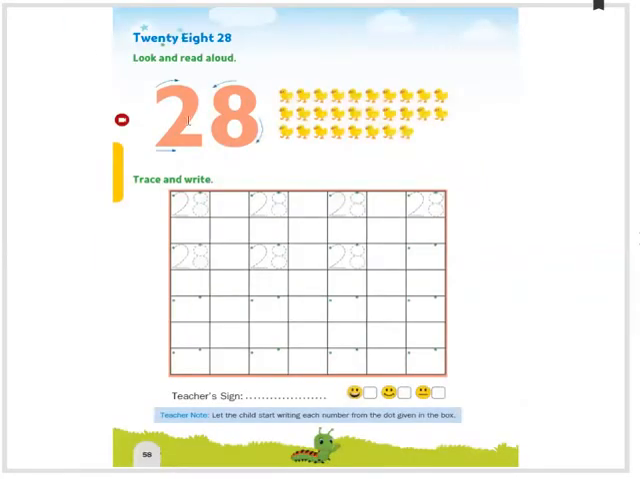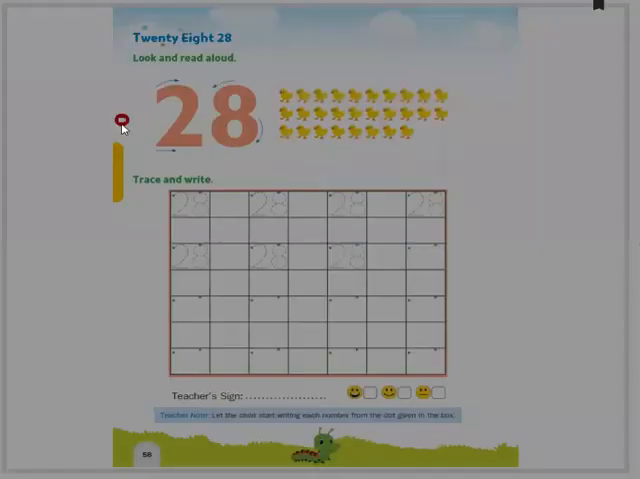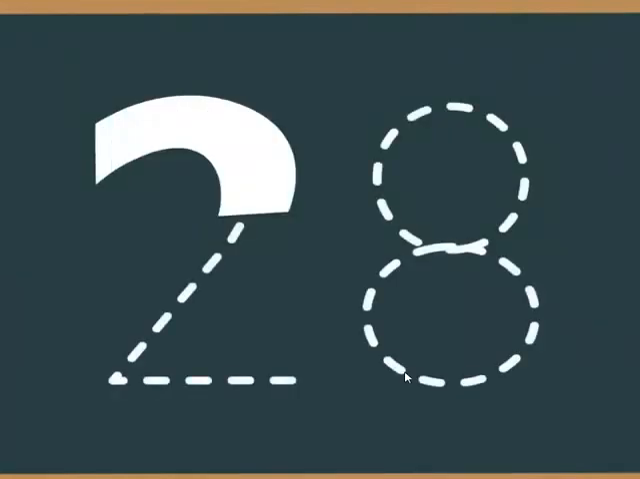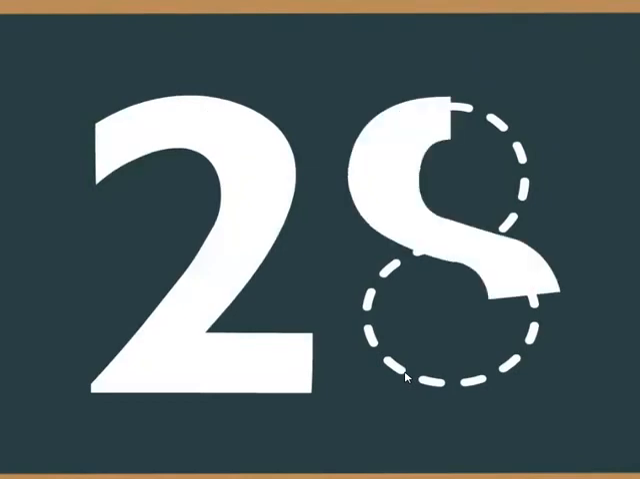The same, you have to turn your page. This was the last one. 2, 8, 28. Count the ducks, children. Count the number of ducks they have given, whether they are 28, 27 or 29. You have to count, no? Whether they have given the correct number or not. Okay, let us see first how to write it. Trace and write. 2, 8, 28.